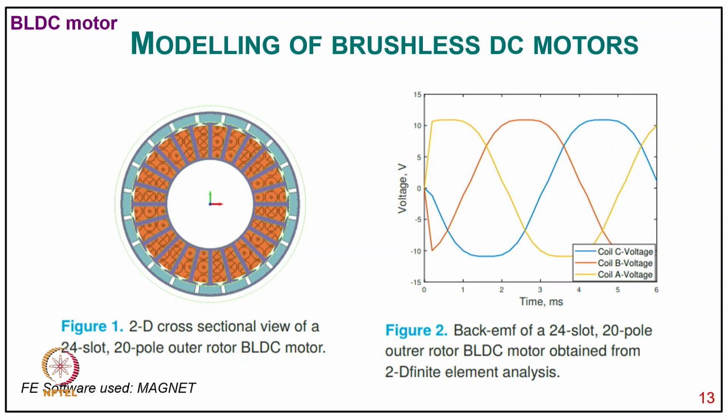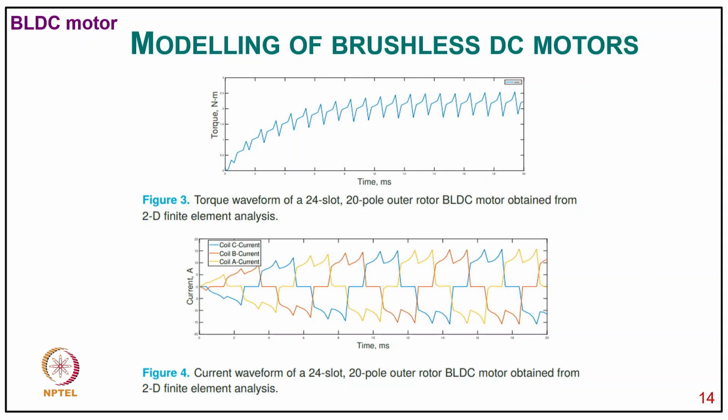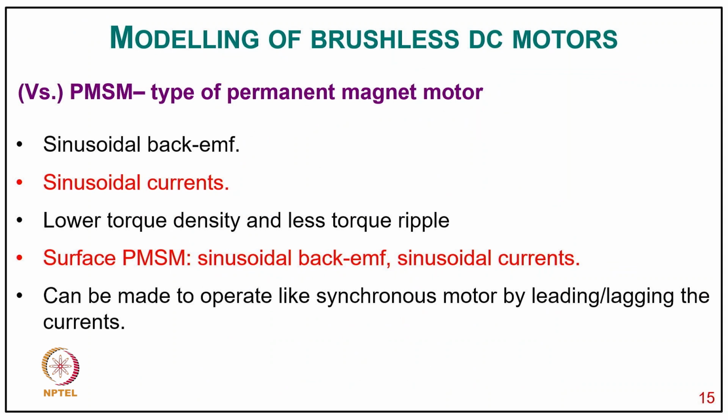You can clearly see the 2D sectional view of a 24 slot 20 pole outer rotor BLDC motor, the back EMF of the 24 slot 20 pole outer rotor BLDC obtained from the 2D finite element analysis, the torque waveform of the 24 slot 20 pole outer rotor BLDC motor obtained from the 2D finite element analysis, and the current pattern for all three phases for this motor.